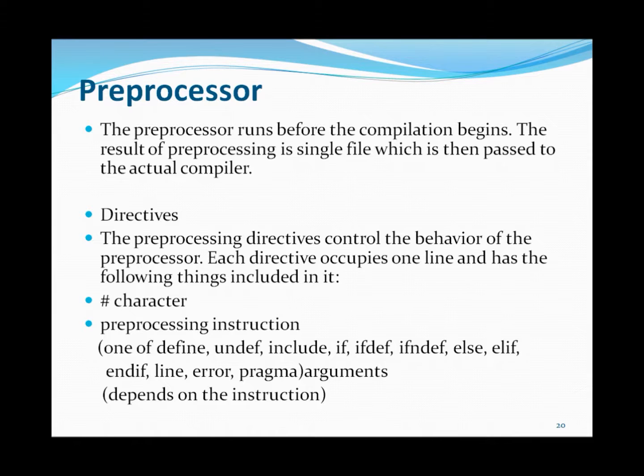There are preprocessor directives. The preprocessor directives control the behavior of the preprocessor. Each directive occupies one line and has the following things included. That means the hash character. We can identify whether this is a preprocessor directive or not by this hash character. Then the preprocessing instruction. There are preprocessing instructions, and I'm not going to talk about these further.